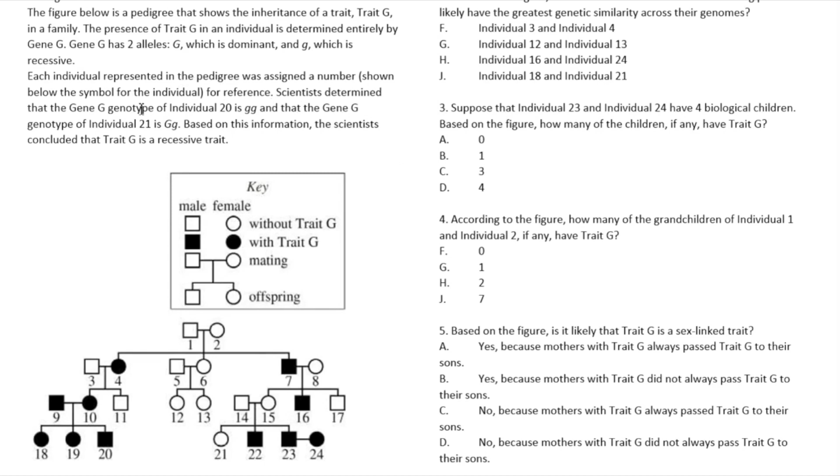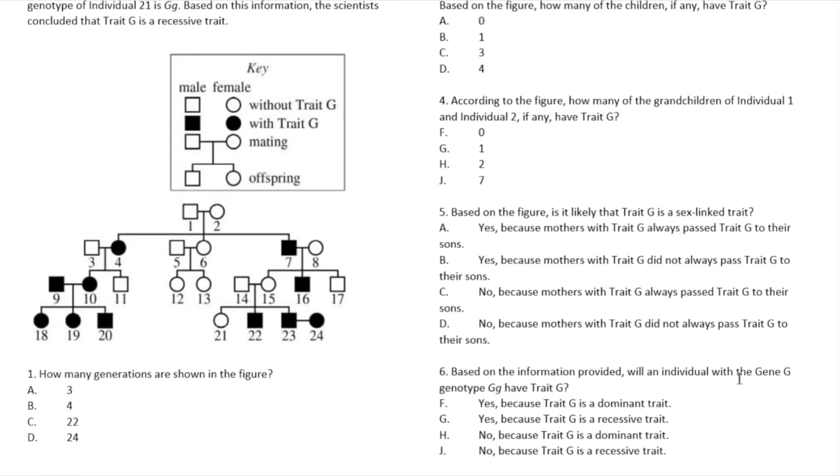Scientists determined that the gene G genotype of individual 20 is 2 lowercase g's, and that the gene G genotype of individual 21 is uppercase, lowercase g. So this is exactly what we need to investigate. We have one upper and one lower g, and that's individual 21. So we look at 21, and that person does not have trait G. So based on this figure and the information in the paragraph, will an individual with uppercase, lowercase g have trait G? The answer is no, because one individual with that genotype, individual 21, does not have trait G.